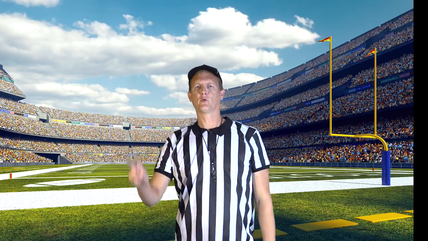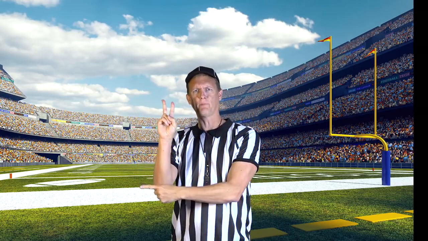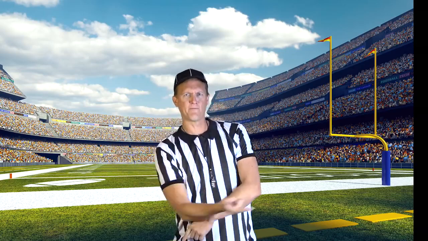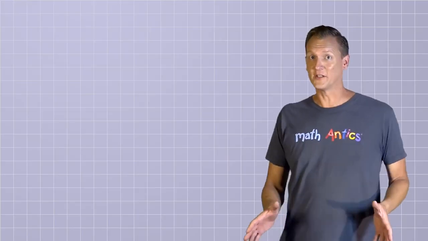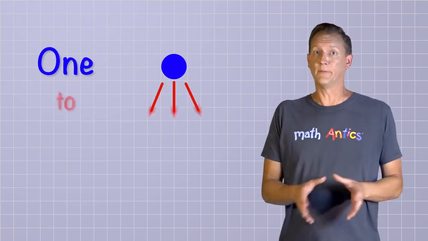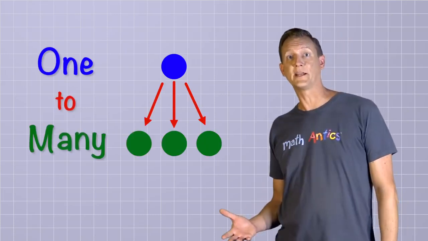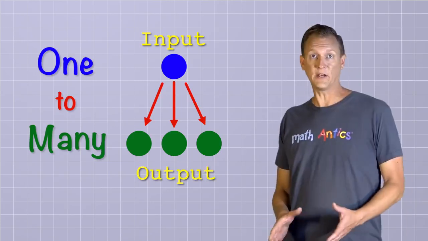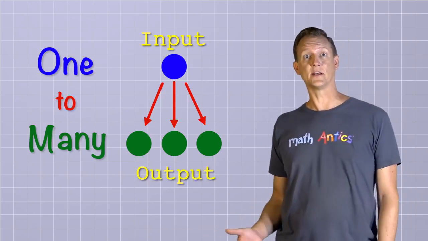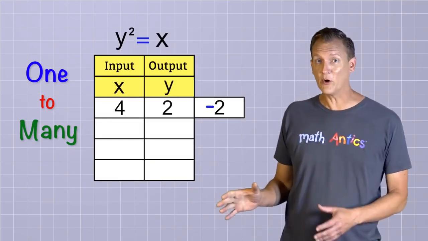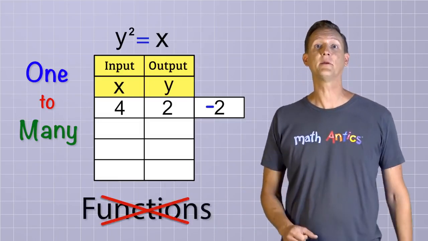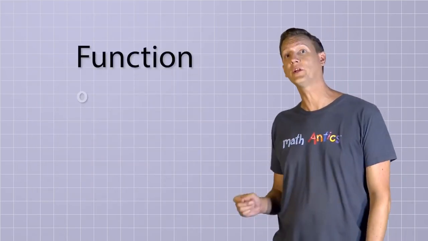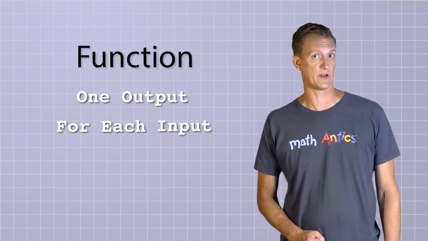Upon review, the equation gave two outputs for a single input, therefore it's ruled not a function. You see, functions aren't allowed to have what we call one-to-many relations, where one particular input value could result in many different output values. One-to-many relations certainly do exist, as we can see from this example, but we don't call them functions. For something to be called a function, it has to produce only one output value for each input value.